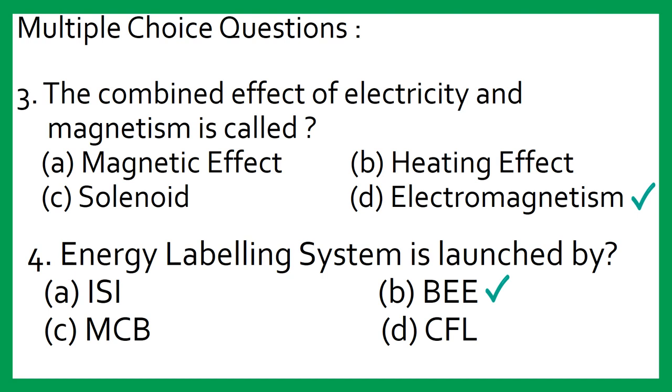Multiple choice questions. Question number 3. The combined effect of electricity and magnetism is called. The correct option is option D, electromagnetism. Question number 4. Energy labeling system is launched by. Yes, option B, it is BEE.